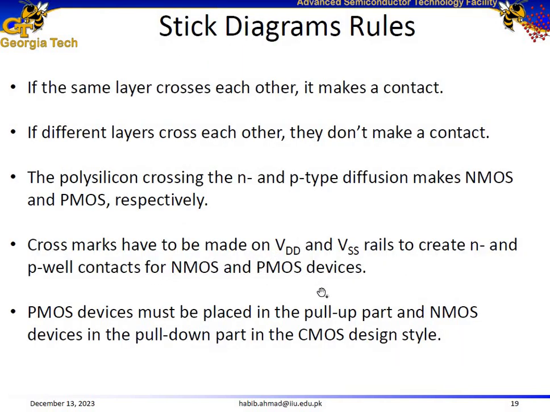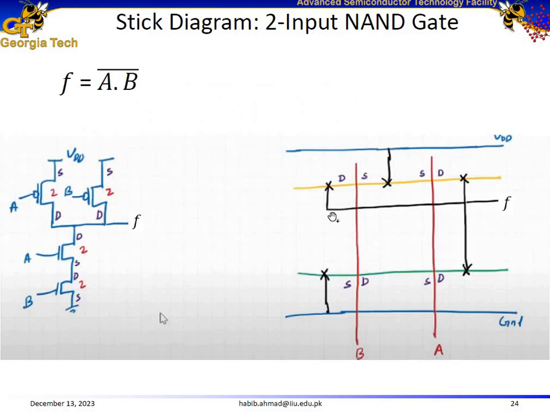Cross marks have to be made on VDD and VSS rails to create N and P well contacts for NMOS and PMOS devices. So if we want to connect certain points to the supply voltage or to ground, we need to make cross marks. For example, here the sources of A and B are connected together, and they are connected to VDD as well. So we connect VDD to the sources of A and B, and we make a cross mark over here. Similarly, in order to connect the source of B with the ground, we make a cross mark.